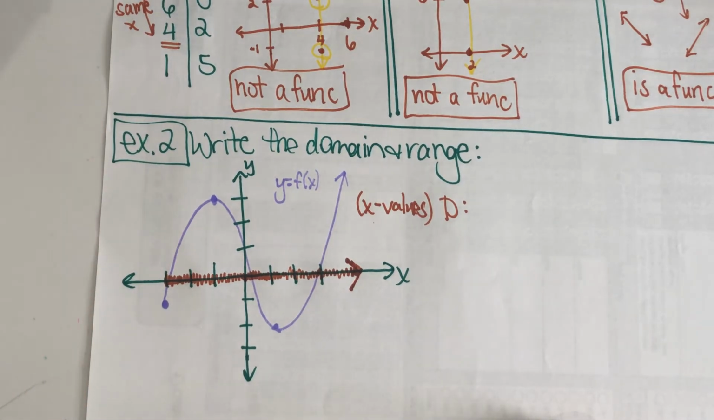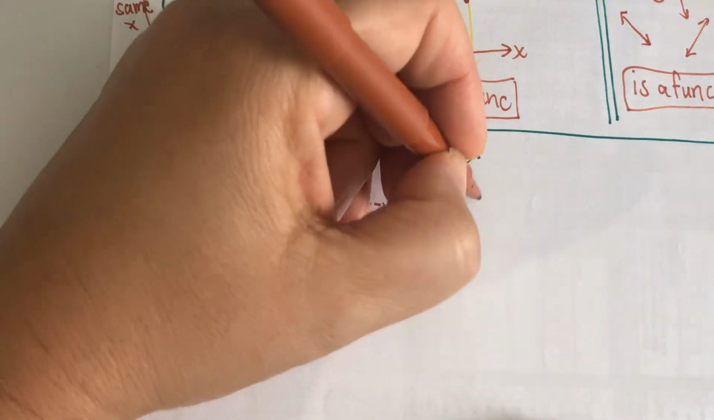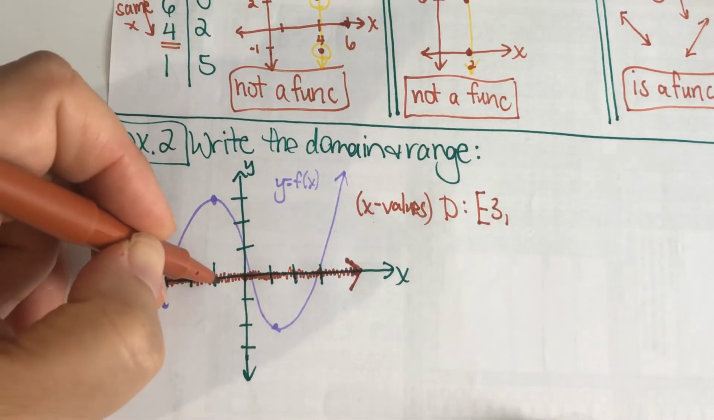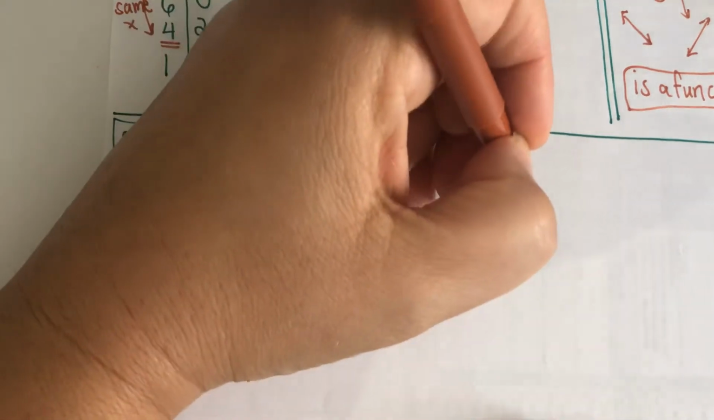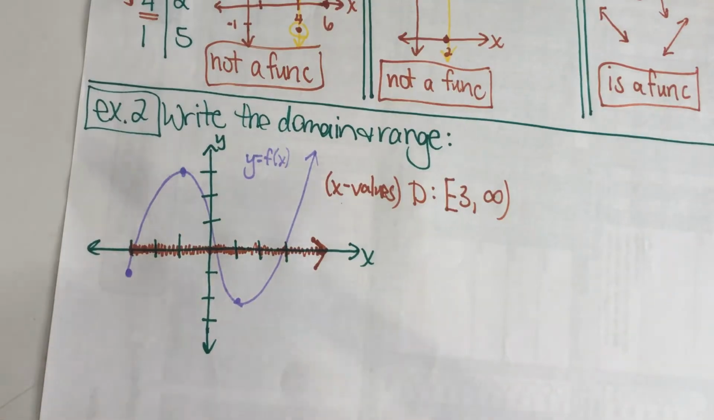So that's indicating the domain values. I start seeing it at -3. It's got a filled in dot, so bracket. And I see it for every single x value from -3 all the way to infinity. Every single x value that graph exists, okay?